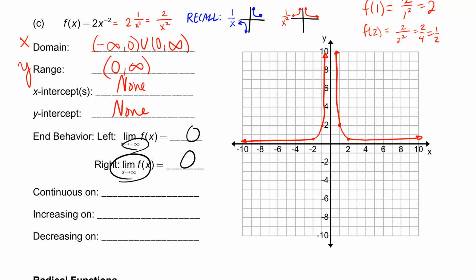Okay. Help us out with continuity. Is it the same as domain? Yeah, this answer doesn't include 0. Right. Where is it continuous? Everywhere except x equals 0. So it's continuous from negative infinity to 0, union 0 to infinity. All right. Where is it increasing?